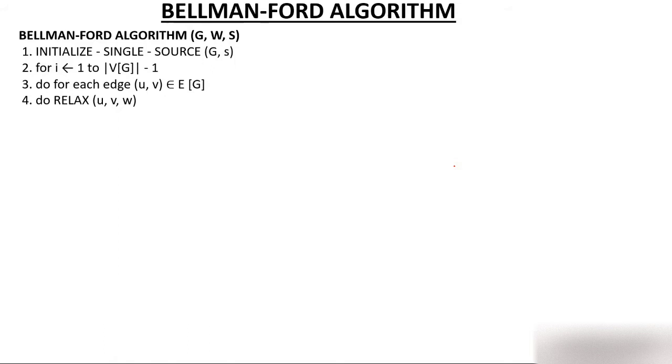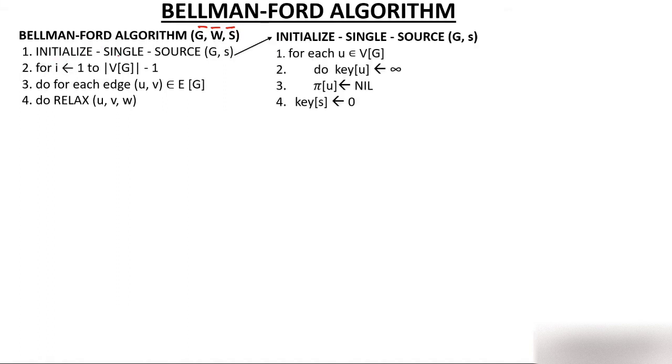So let's start Bellman-Ford. For every graph, as we discussed in Prim's algorithm and in Dijkstra, and now in Bellman-Ford, you are given a graph, you are given the weights of the graph, and you are given a source from where you have to start. First of all, you initialize single source. What is initialize single source? You initialize the source with 0 and every other vertex with infinity.